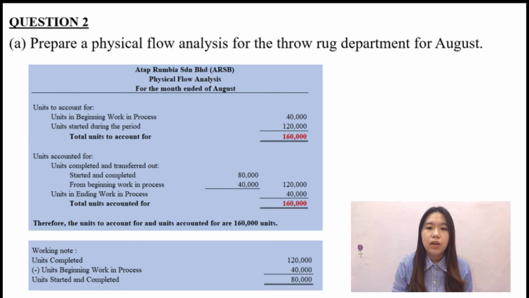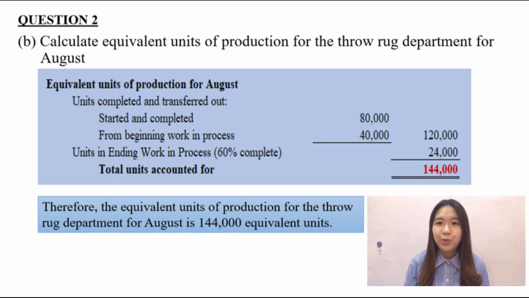The third step is to sum these two for a total of 160,000 units. Therefore, the units to account for and units accounted for are 160,000 units. Notice the two totals agree, indicating that all units have been accounted for. Now, we move to question 2b. Question 2b asks to calculate equivalent units of production for the Chorak Department for August.